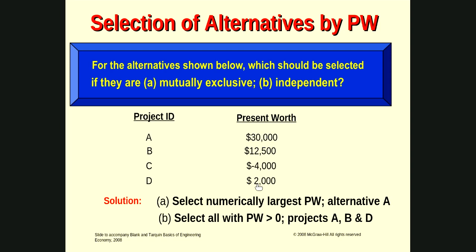Not A. If it was all in minus, we go with the largest numerical. What does it mean numerical? If all they are in minus, the largest numerical will be the minus 2,000, because minus 30,000 is a bigger loss compared to minus 2,000. So you select D, right? But in the independent project, in that case, none of those options will be applicable because none of them is feasible.